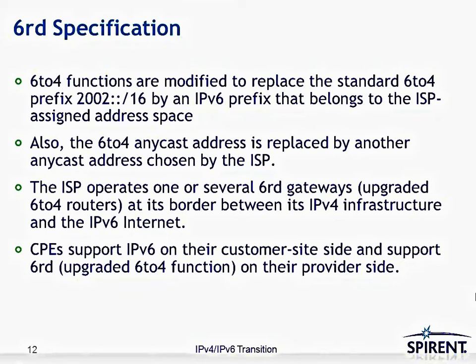The ISP then operates one of several 6RD gateways, which are essentially just upgraded 6-4 routers, at its border between its IPv4 infrastructure and the IPv6 internet. So it would require that the ISP itself have a native connection to the IPv6 internet. CPEs would support IPv6 on their customer side and support 6RD upgraded from 6-4 functionality on their provider side. So the actual encapsulation of IPv4 and IPv6 is going to happen by the customer CPE.